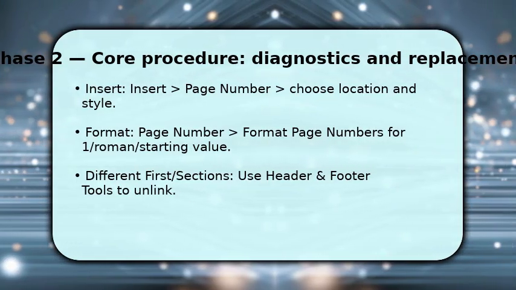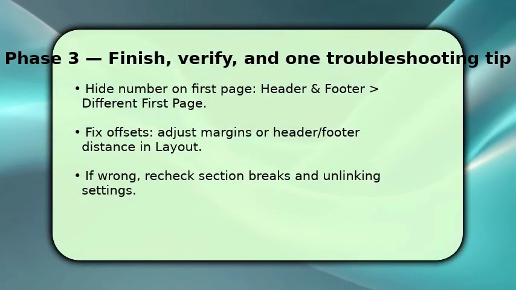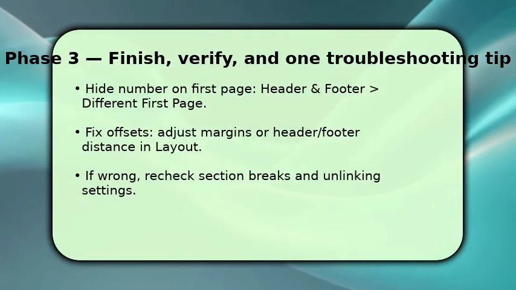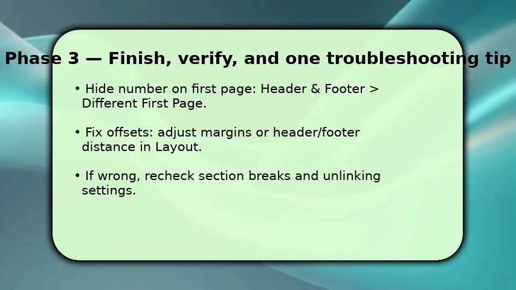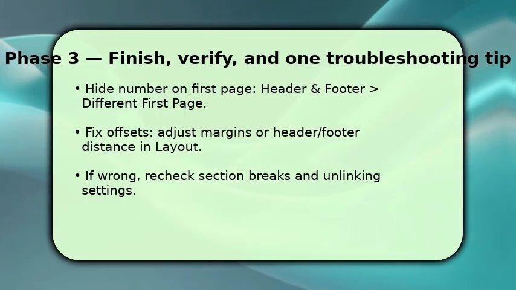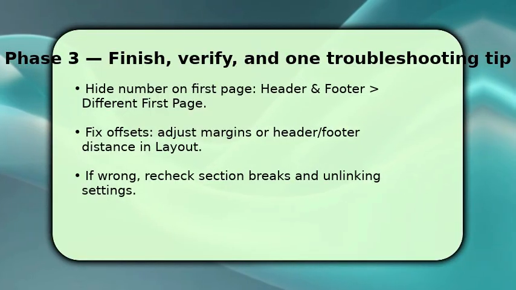Finish by cleaning up. To hide a number on a title page, open Header and Footer and enable Different First Page. Remove the number there. Adjust header/footer distance or margins if numbers sit too close to edges.